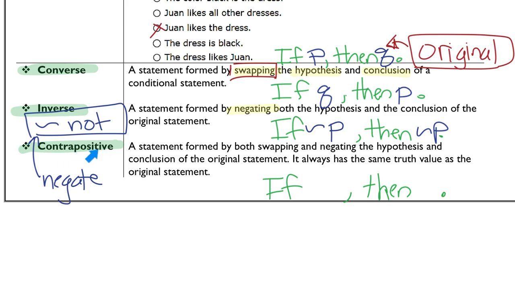Now, the contrapositive is actually doing the converse and the inverse. It's doing both. So it's formed by swapping and negating. Basically, we have to flip both of these and make them the opposite. So if I flip my P's and Q's, this is now Q, this is now P. And then I say the opposite of each. And that would be my three statements.